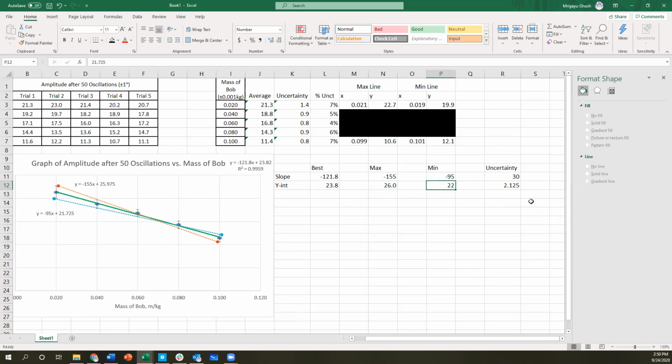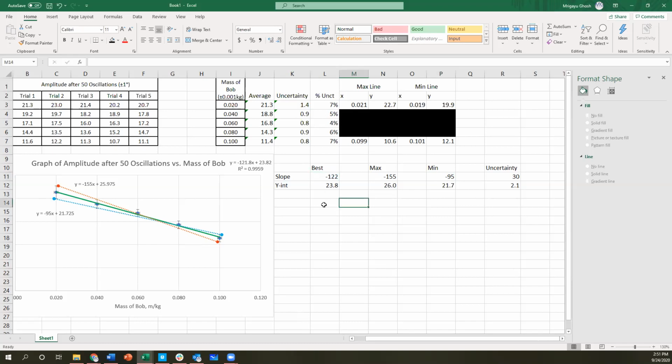And once again, remember, this final uncertainty that's being calculated is not the 22 minus 26. It's actually 21.7 minus 26. It's taking the raw values and then rounding finally. So the uncertainty in this case would be 2.1. And in the slope, I think the uncertainty is rounded already to 1 sig fig, so that's fine. The best slope needs to be rounded to -1.